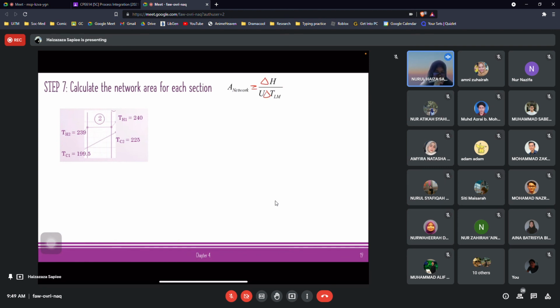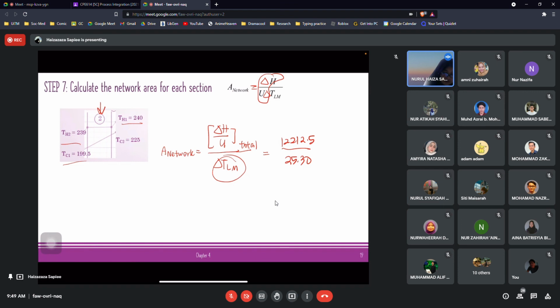Okay, so we've got that. For this, I'm going to show you an example for number 2. So your area network would be basically your delta H over U divided by delta TLM, so your total. Since we already have this value, it's going to be 12212.5 divided by 25.3. The 25.3 is what we calculated from this value. And then you're going to get 482.64.